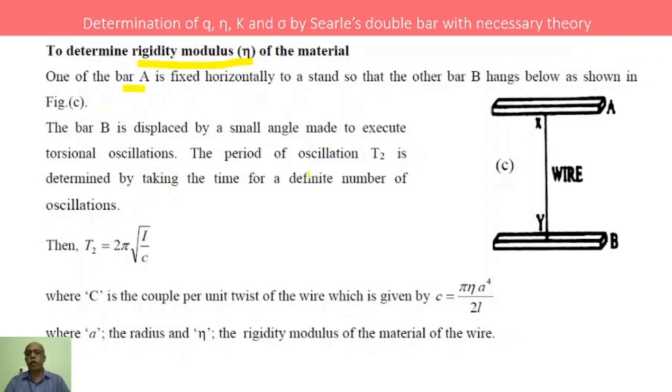The period of oscillations is taken as equal to T2 for this case, and it is determined by taking the time for a definite number of oscillations. And T2 is given by the expression T2 is equal to 2 pi into root I by C, where C is the couple per unit twist of the wire, and it is given by the expression C is equal to pi eta a power 4 by 2L, where a is the radius of the wire and eta is its rigidity modulus.